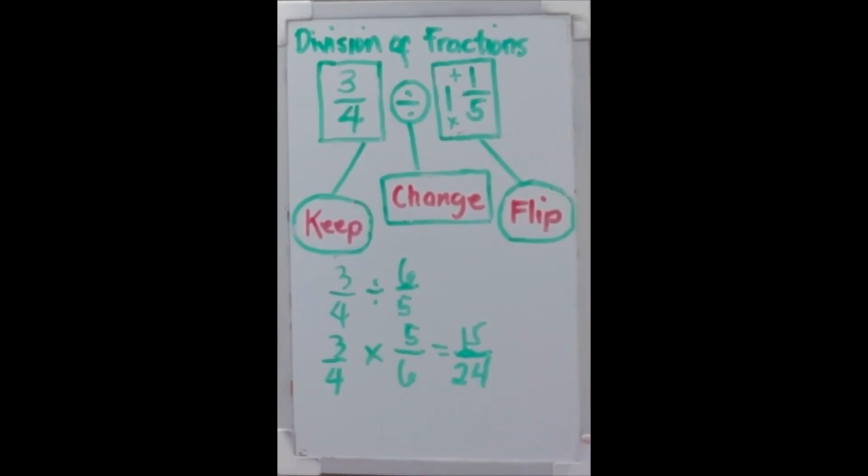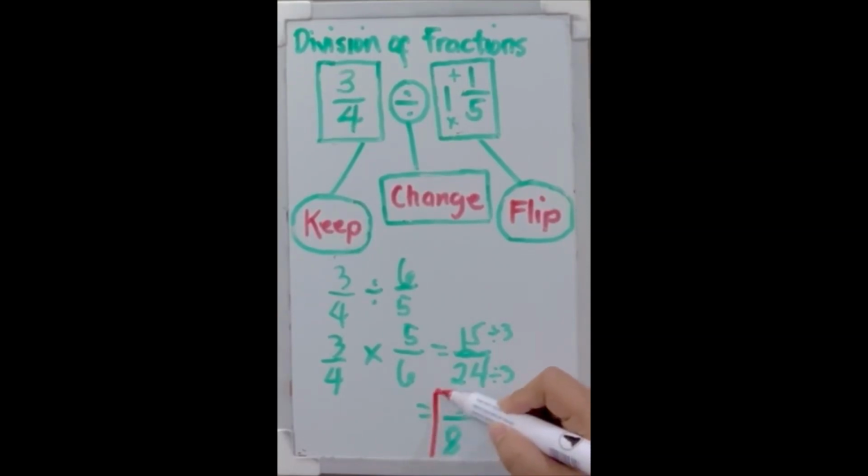Okay. I think we can reduce this to simpler terms. So 15 divided by 3, and then 24 also divided by 3. So 15 divided by 3 is equal to 5. All over 24 divided by 3 is equal to 8. So our final answer here is 5/8.